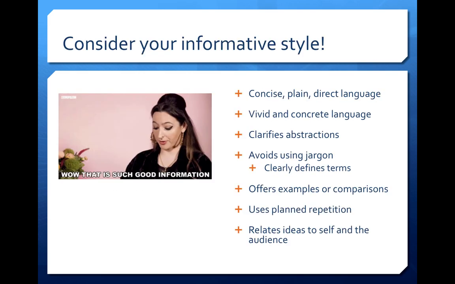Okay, so all of these are good ways to improve your informative style. Be concise, plain, and direct. Be vivid and concrete. Avoid abstractions unless you need them, and then clarify them when you do. Avoid jargon unless you need it, and then clarify it when you do. Give us examples and comparisons to have anchor points for us. Use planned repetition to guide us through the speech, and make the things personal and human as you're teaching us about them.